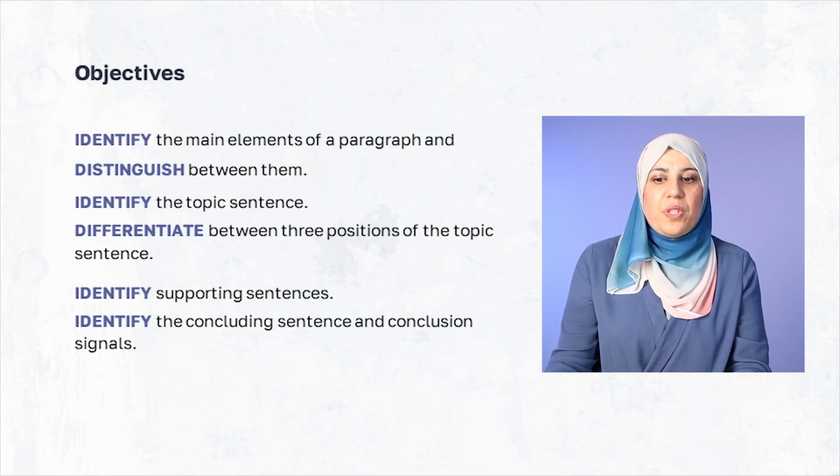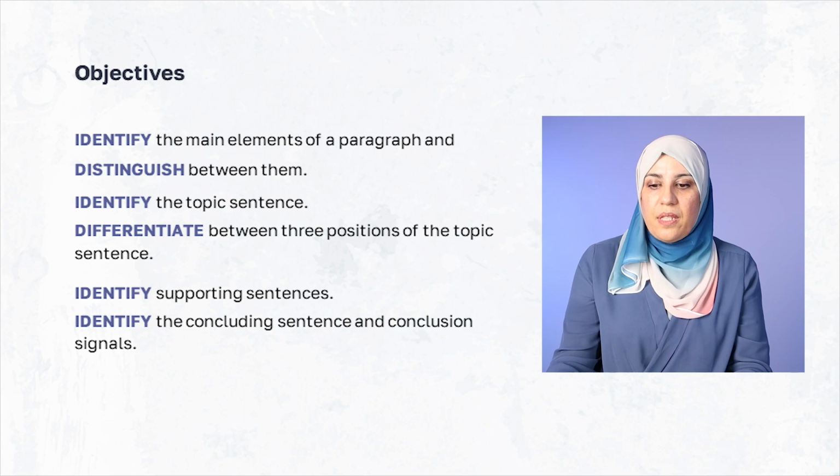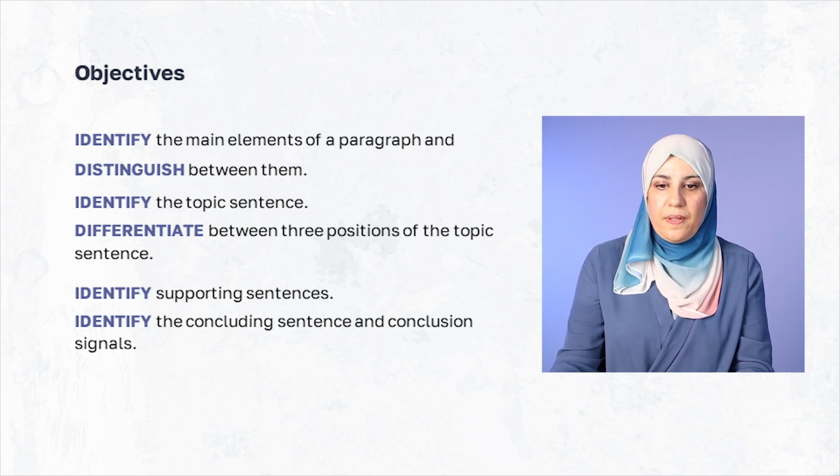So we'll start first of all by giving a quick overview of the objectives of this sequence. By the end of this lesson, you will be able to identify the main elements of a paragraph and distinguish between them, identify the topic sentence, differentiate between three positions of the topic sentence, identify supporting sentences, and lastly, identify the concluding sentence and conclusion signals.